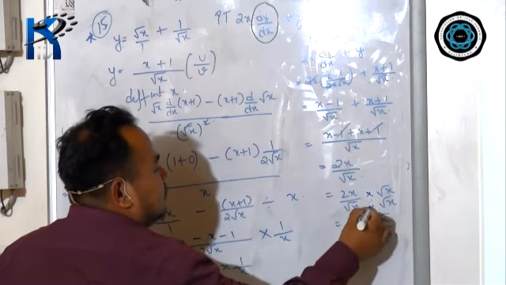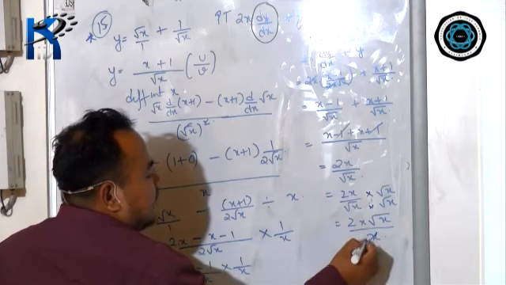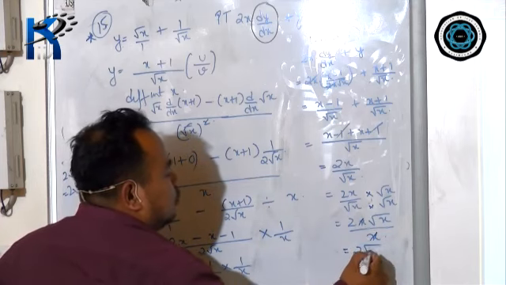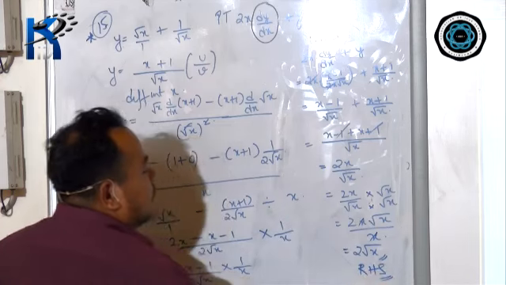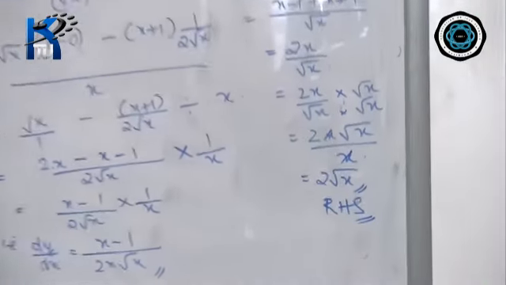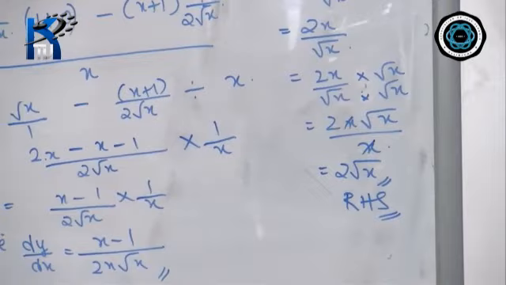Or rather, let me write down the multiplication sign. Okay, so x and x get cancelled, so you get 2 root x. So this is what you are supposed to get on the right hand side. So please look at the question properly.